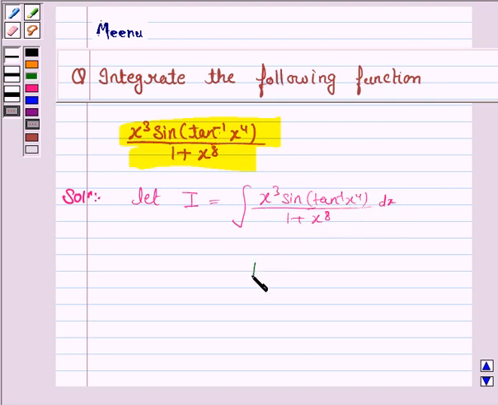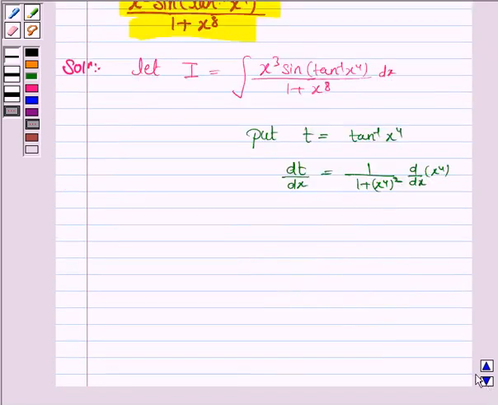So here we put t equal to tan inverse x to the power 4. So dt by dx is equal to 1 upon 1 plus x to the power 4 to the power 2 into d by dx of x to the power 4. So this is equal to 1 upon 1 plus x to the power 8 into 4x cube.